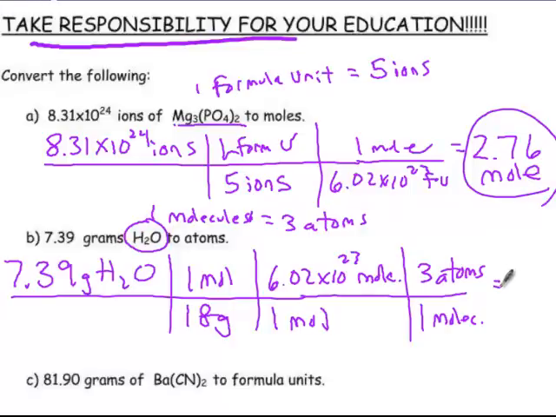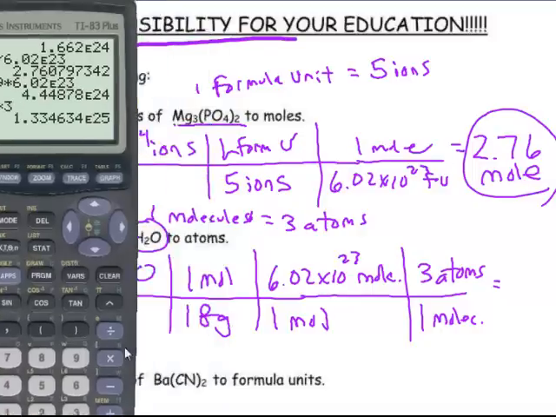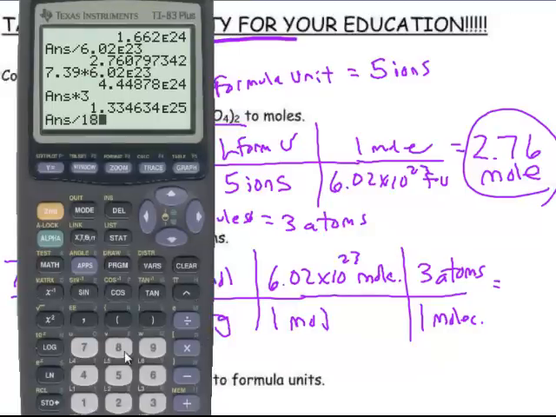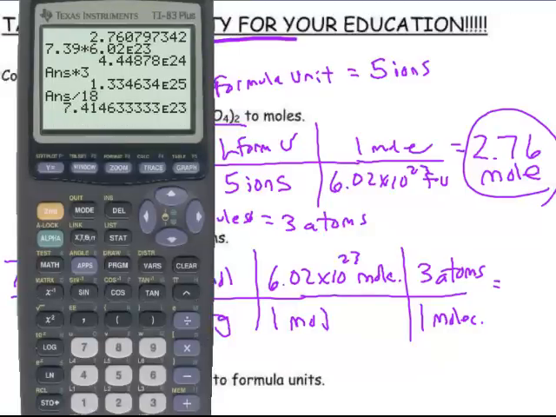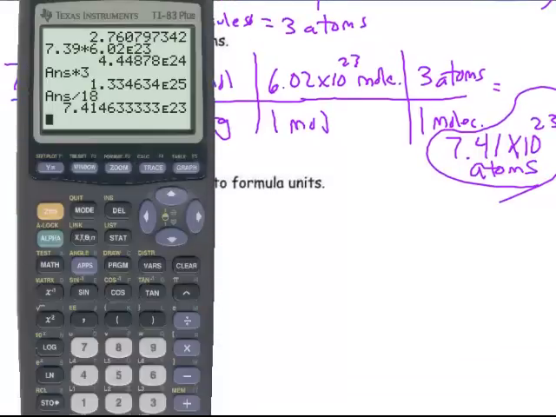So that goes from one extreme to the other in the calculations we've been doing. 7.39 times Avogadro's number. And then times 3. And then divided by 18. And we got 7.41 times 10 to the 23rd atoms inside of that many grams of water. Okay, next one.